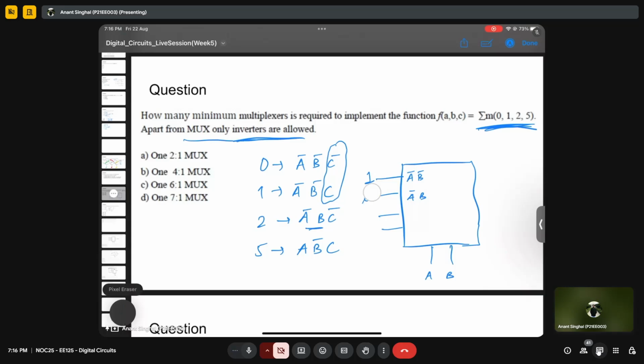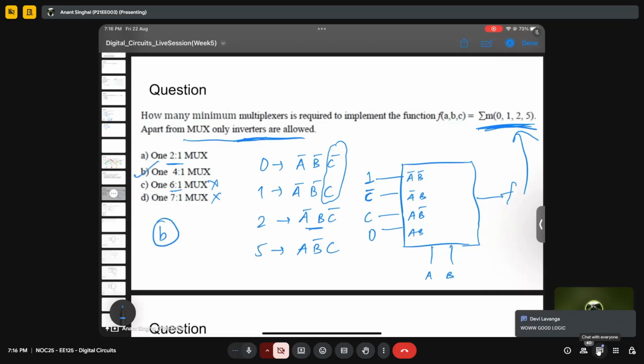Sorry, right. I need the input as C bar. So since the NOT gate is available, I can take C bar as an input. The third is A B bar, which is C. The final is AB, so there is no term of AB, so I can take 0. So this final output will be this only. So since only inverters are allowed, we cannot make it using 2 cross 1, and 6 cross 1 will not be the minimum number, and it is not even allowed. So option B is the correct answer.